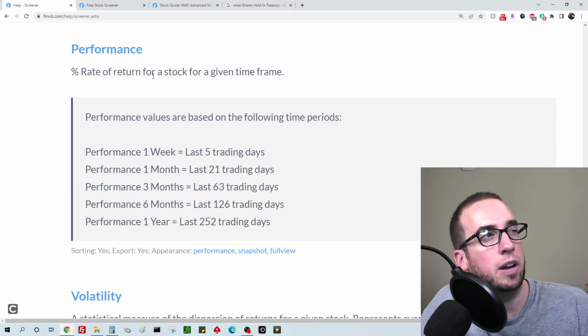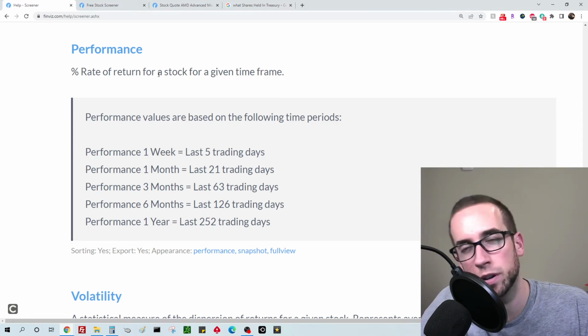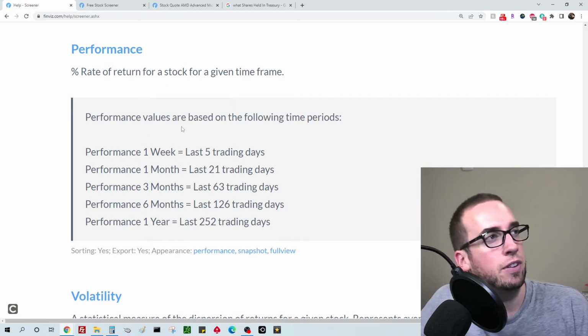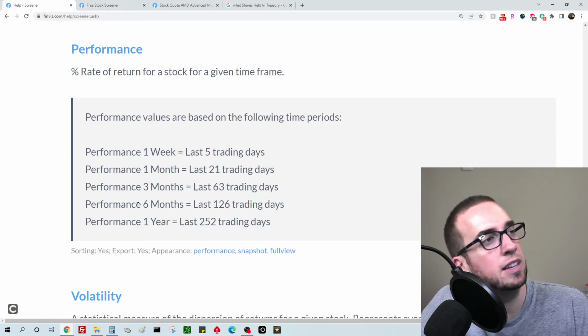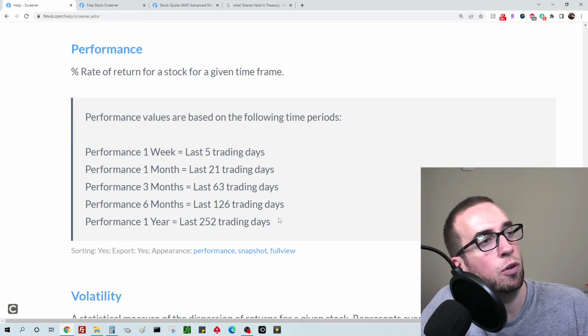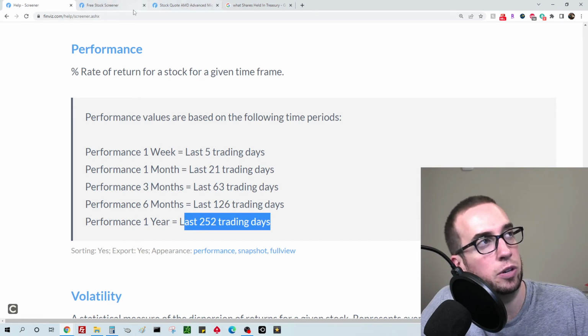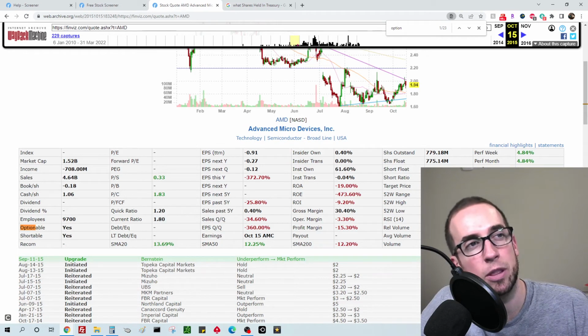Performance, percent rate of return for a stock for a given time frame. In the box on Finviz, performance values are based on the following time periods. Performance 1 week equals last 5 trading days. Performance 1 month equals last 21 trading days. Performance 3 months, last 63 days. Performance 6 months equals last 126 trading days. And performance 1 year is the last 252 trading days. So if we go over here, performance week, performance month, performance quarter, performance half, performance year to date.